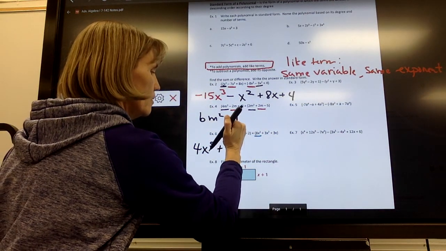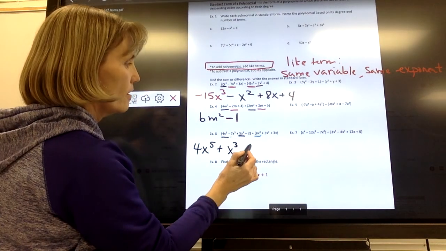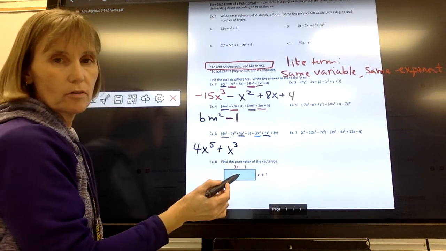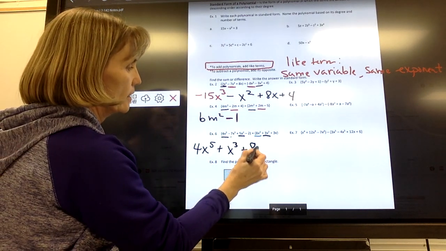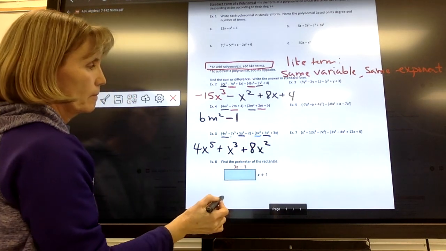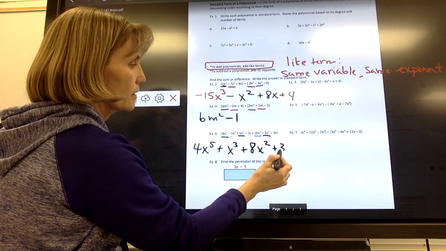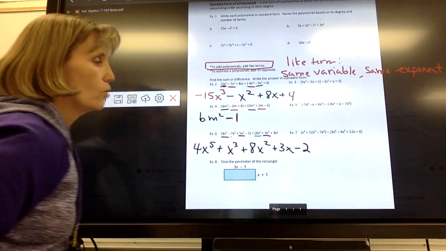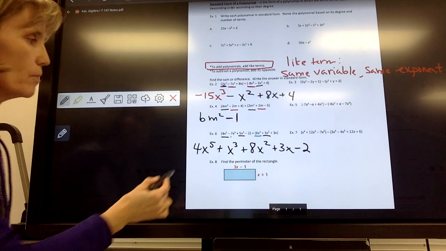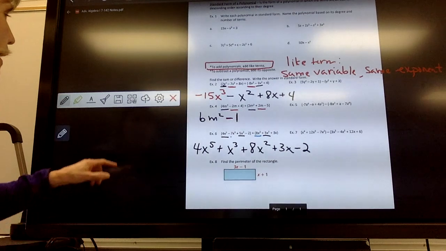Write that a little bit better, a little neater here. Okay, I've got a 5x squared and a 3x squared. Those are like terms. So 5 plus 3, I have 8x squared. Okay, I've got a negative 2, but I also have a 3x. I want to put that 3x next so that it's in standard form. My answer would be in standard form there. The highest exponent is first, and it goes down from there. Okay, that's how we add.